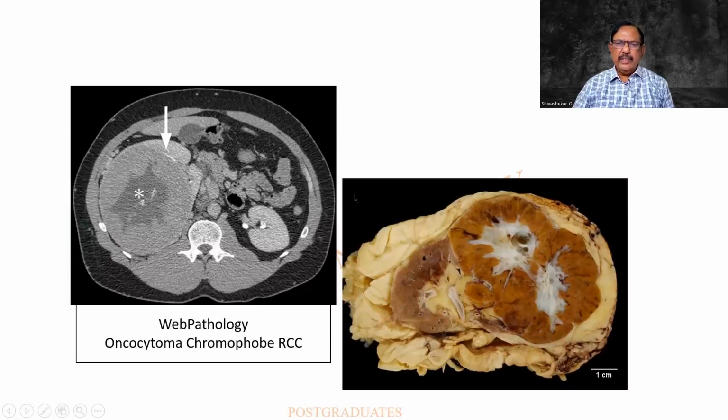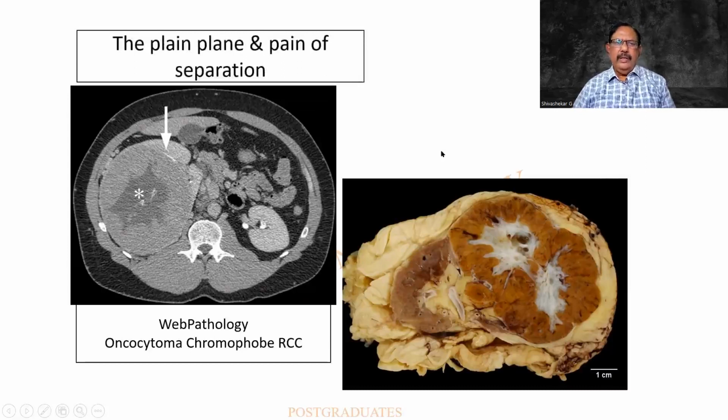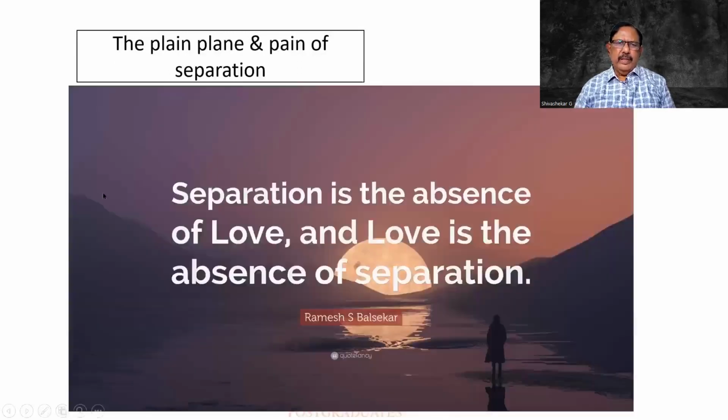And this helps the surgeon to very confidently go in for a simple nephrectomy or a partial nephrectomy with a part of the kidney and the tumor, and they are not wrong in their surgery or diagnosis. The pathologist has to only fill the last pages. The plane, and the pain of separation. Separation is the absence of love, and love is the absence of separation.